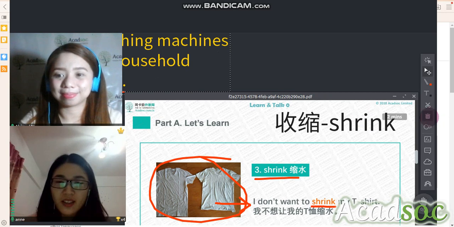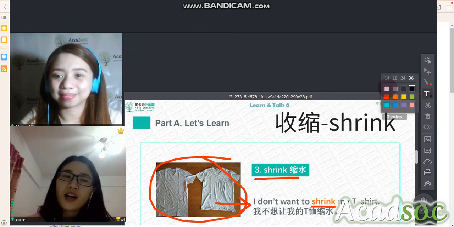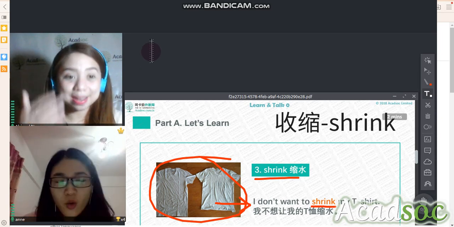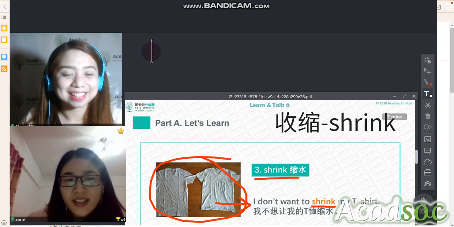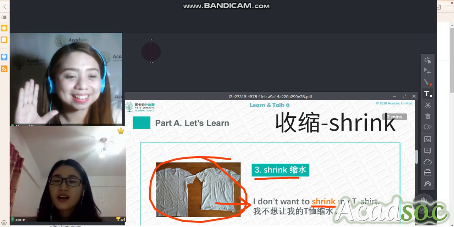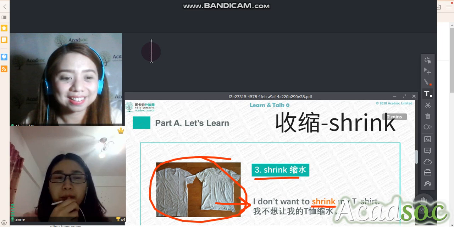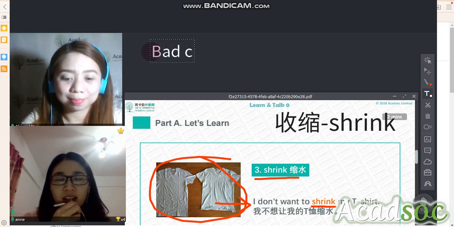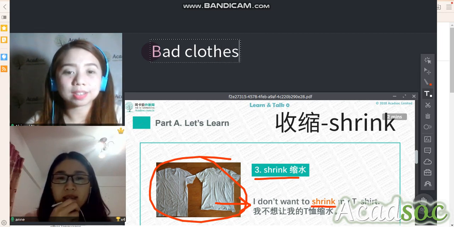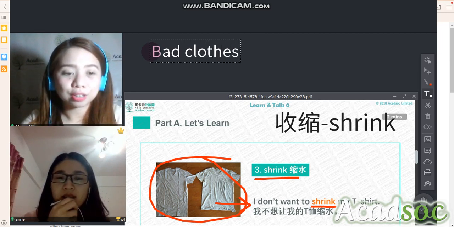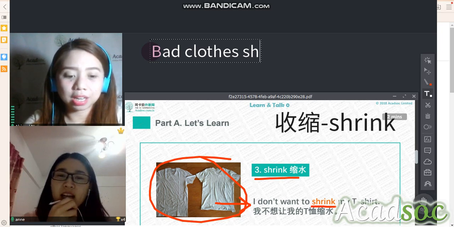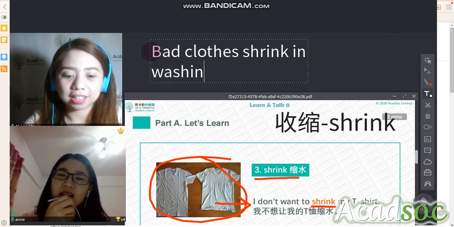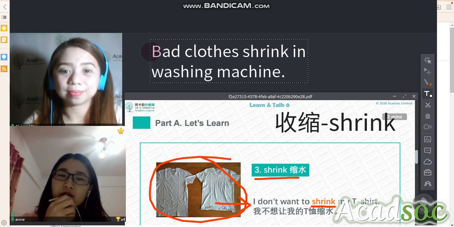Bad clothes shrink in the washing machine. Say again. Bad clothes shrink in washing machine. Bad clothes? Shrink. Okay. Bad clothes shrink in washing machine.